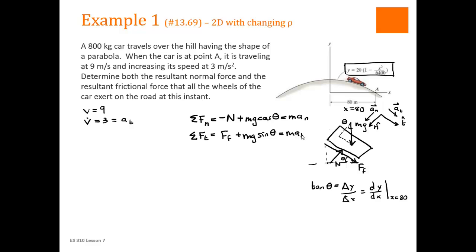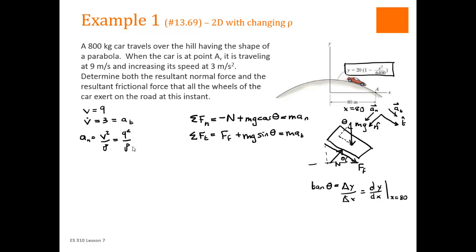And we already know the acceleration in T. So we need to find the acceleration in n, and we need to find theta. And then we should be able to use these two equations to solve for the normal force and the frictional force. So how do we find theta and how do we find a_n? Well, a_n is going to be v squared over rho, which is going to be 9 squared over this radius. So we're going to have to find rho and we're going to have to find theta. We can find both of those in the same process.